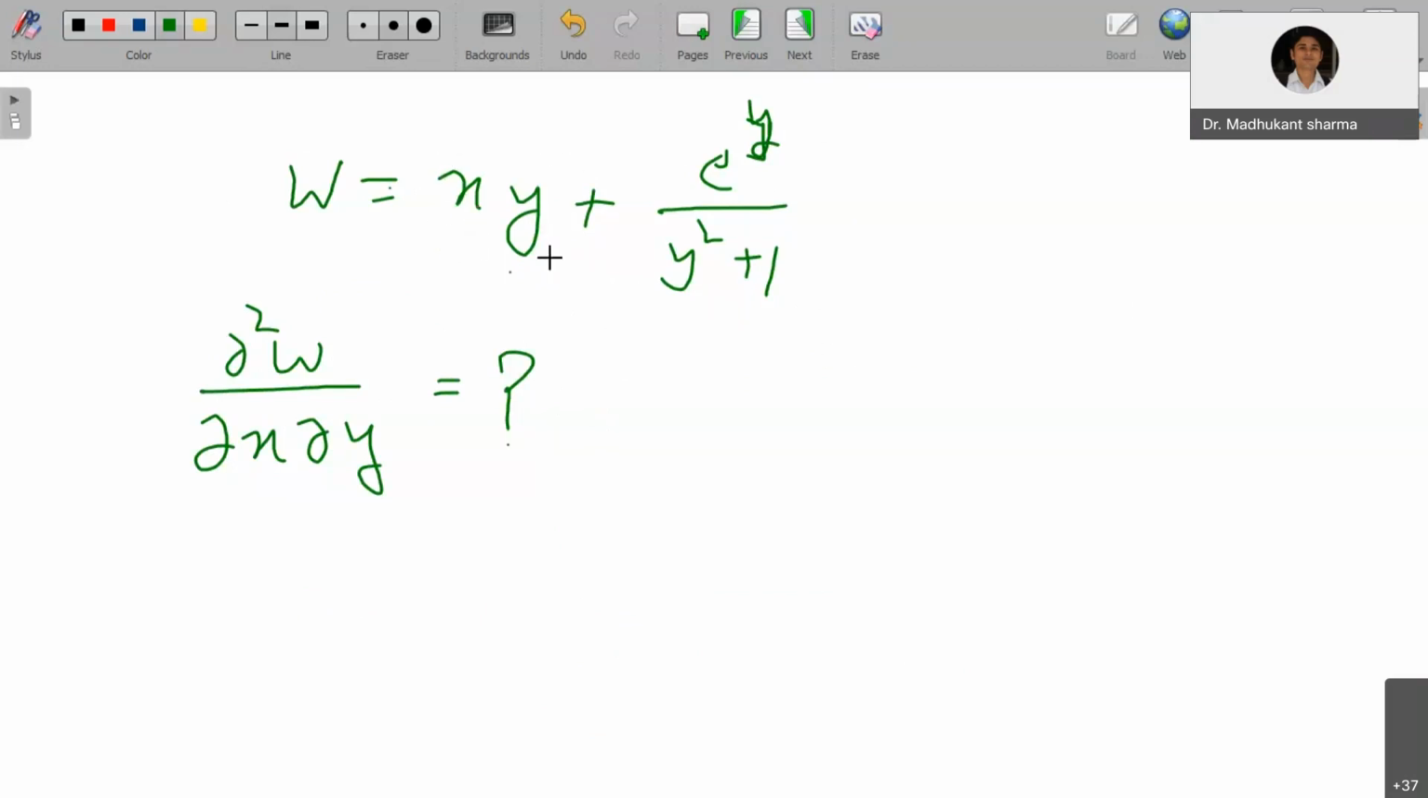Okay. Now, when you look at the first term, it is very nice. X into Y, you can differentiate anyway. You are going to get a continuous function. It's a kind of polynomial, right? Of degree 2.